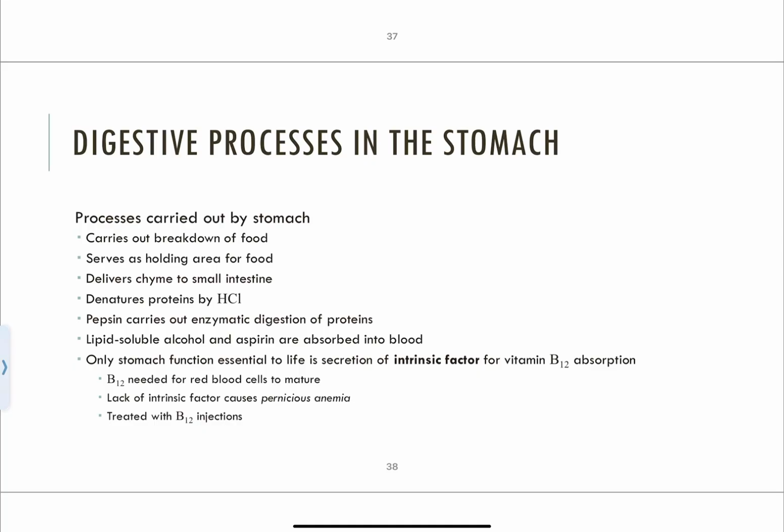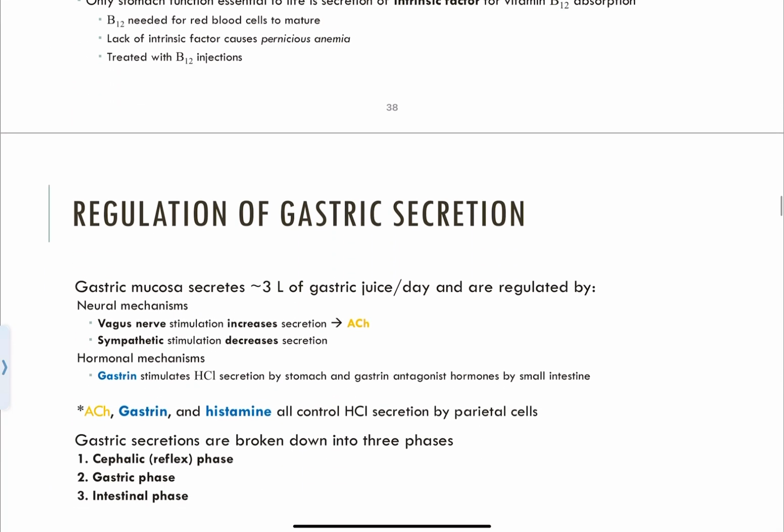Why do we crucially need vitamin B12? Well, in order for our red blood cells to mature, we need vitamin B12. If we don't have intrinsic factor and we can't absorb vitamin B12, that can lead to pernicious anemia. So anytime you have pernicious anemia, all you need to do in order to treat it is to get B12 injections.